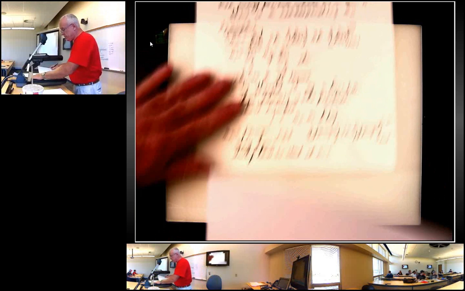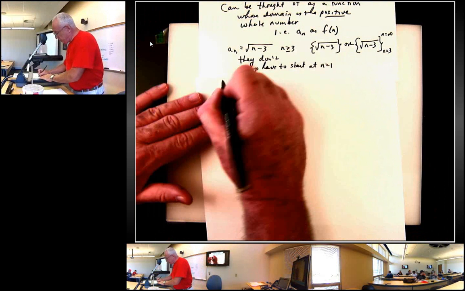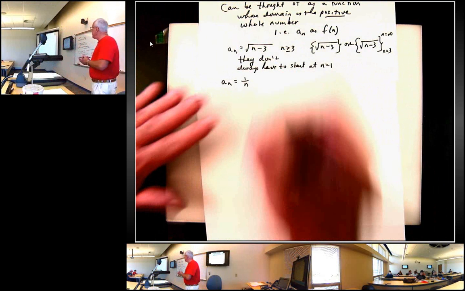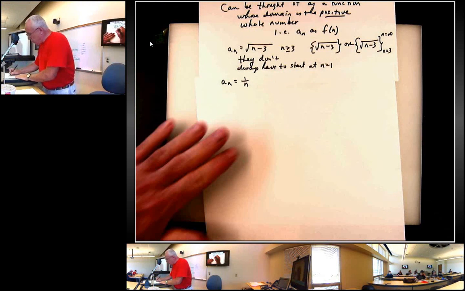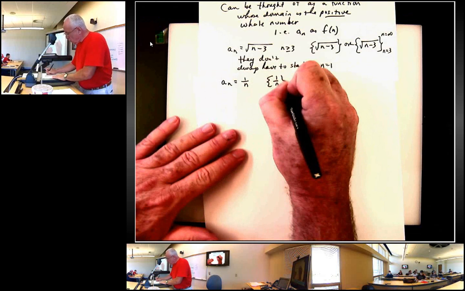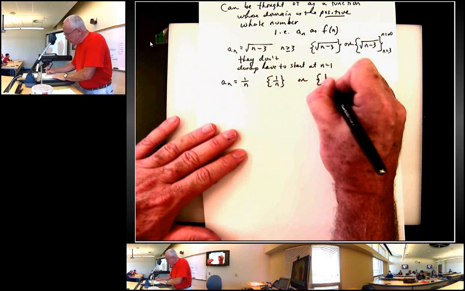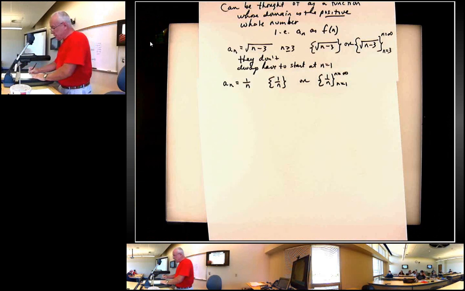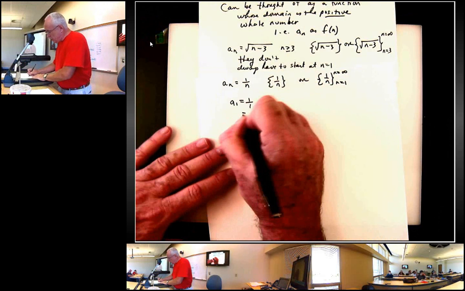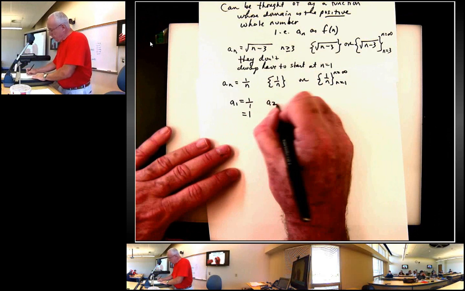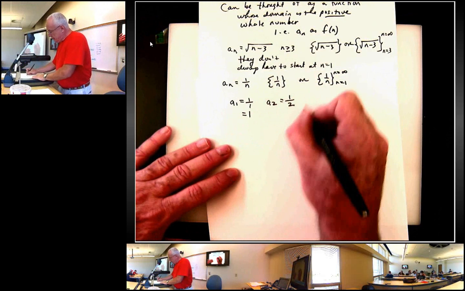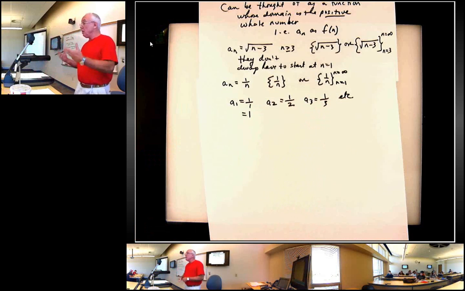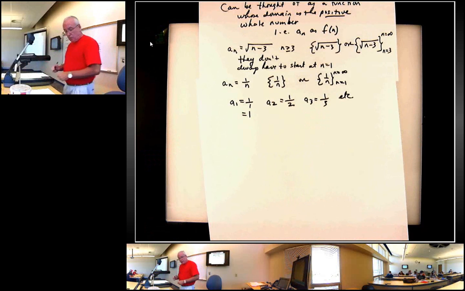Let me show another example here. We're going to go through several things here. A sub n equaling 1 over n. That's another example. Or I could write it as 1 over n, or bracket 1 over n, n equal 1 at the bottom, n equal infinity at the top. And so with this one, a sub 1 is 1 over 1, which equals 1. A sub 2 is 1 over 2. A sub 3 is 1 over 3, etc. Okay, just plugging in whatever n value, integer value we have.